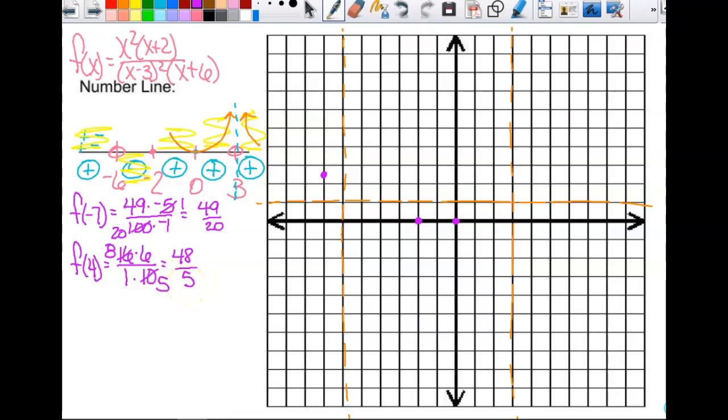So that's like 9 3/5 over here, and then 9 3/5 is about right there. That definitely doesn't really help me. So I'm going to also do f of 5, which will give me 25 times 7 over 4 times 11.